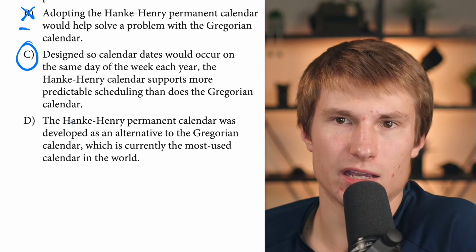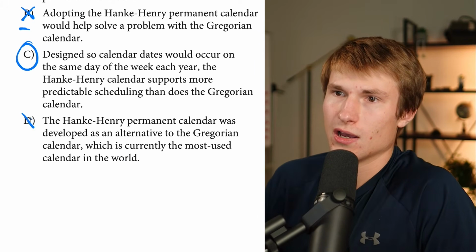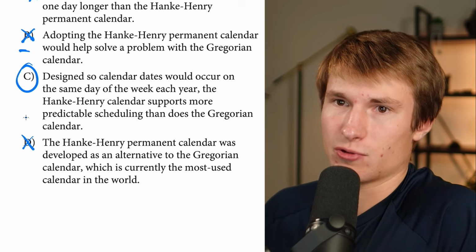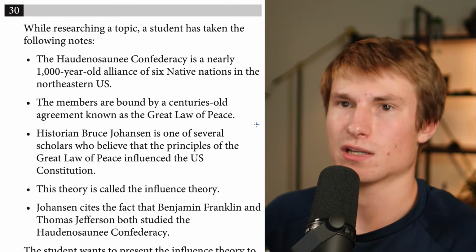D states the Hank Henry Permanent Calendar was developed as an alternative to the Gregorian calendar, which is currently the most used calendar in the world. That does not explain an advantage of it. The only one that explains an advantage of it is C, so C would have to be our answer there. Question 30. While researching a topic, a student's taking the following notes.